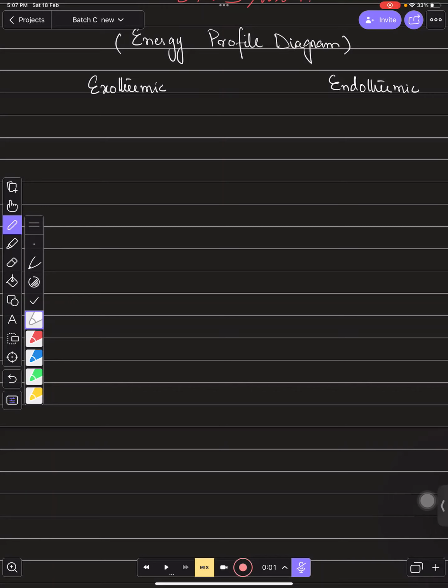Today we are moving towards the energy profile diagram, and we know the exothermic reaction. Can I write like this, that the reactants are converted into products and release energy? Is that right? Yes, sir. It means that the enthalpy change is the energy difference, and the energy is released.